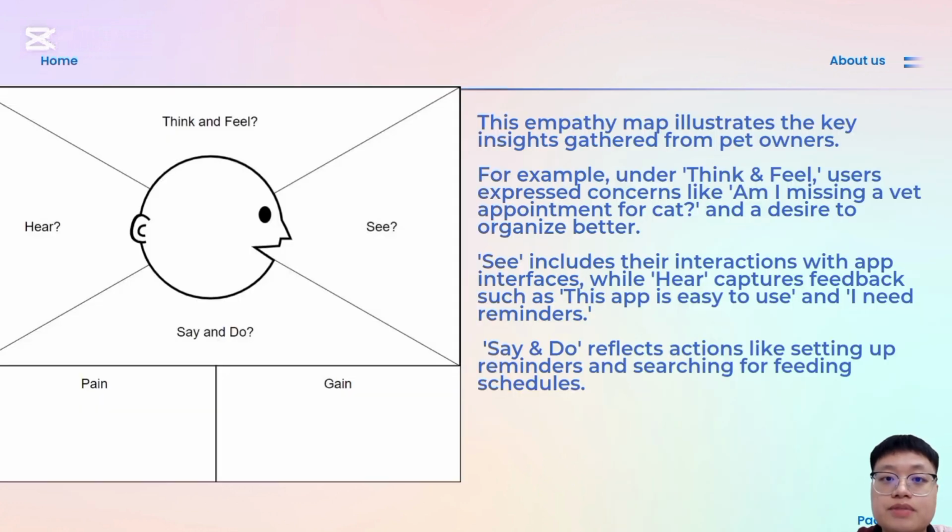Now, did you all see the picture of the map located on the left side? It is the empathy map. This empathy map illustrates the key insights gathered from the pet or cat owners. For example, under the think and feel phase, the user expressed concerns like, am I missing a vet appointment for my cat? And a desire to organize better.